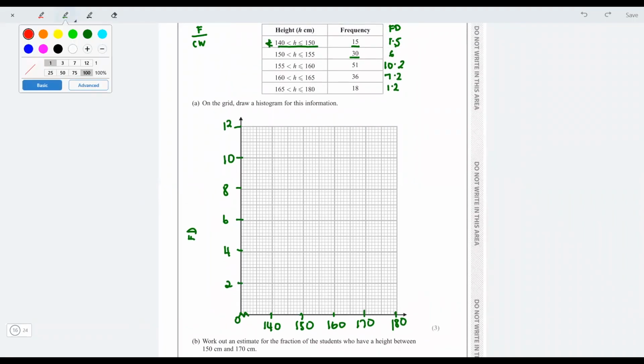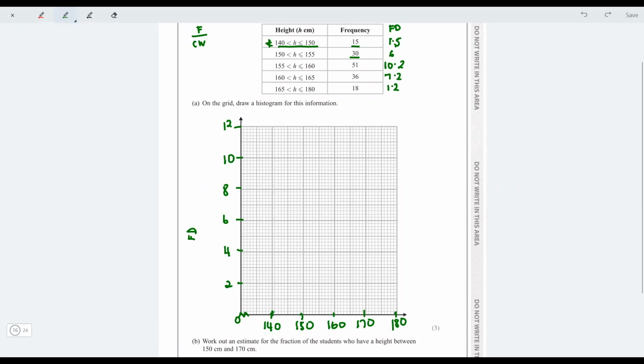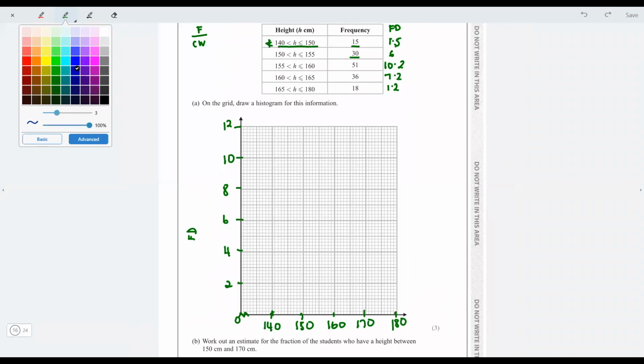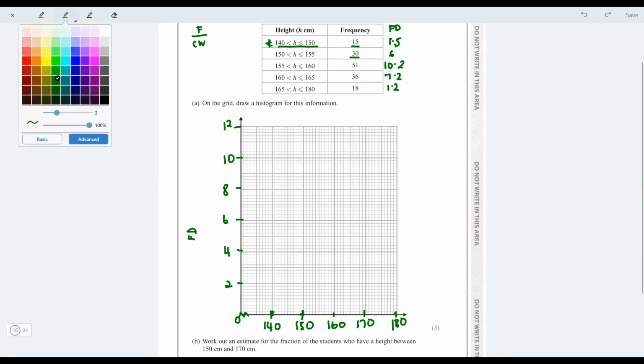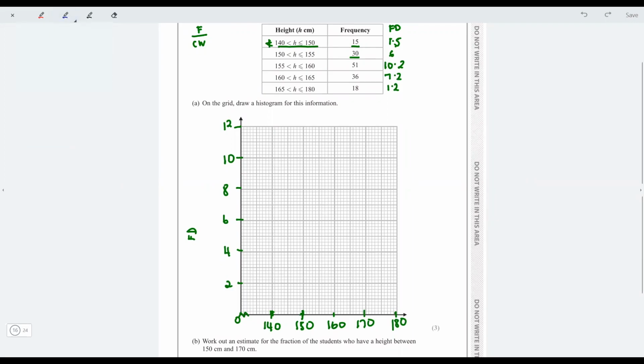Let's change the color pen. Let's do blue actually. Why did it not change? Still not having it. There we are. 140 to 150. It's going to go up to 1.5. So that's 1, 1.2, 1.4, 1.5 is around about there. Obviously, if you've got a thin ruler and a thin pencil, it'd be better for you.